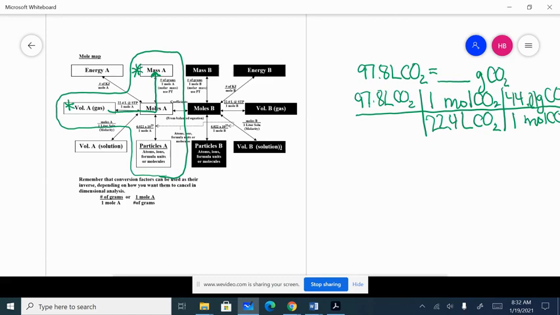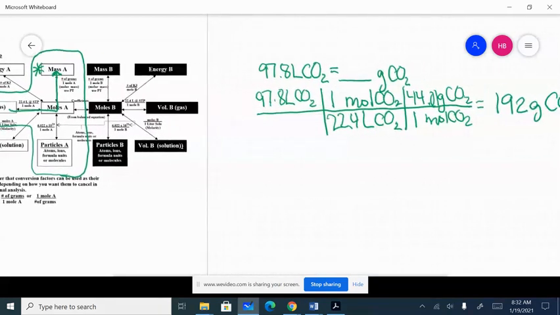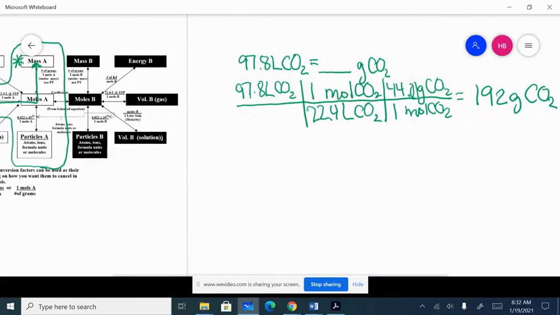Okay, let's keep rolling on. Let's do a different problem. If they gave us 115.4 grams of calcium nitrate, and they asked us to find how many formula units.